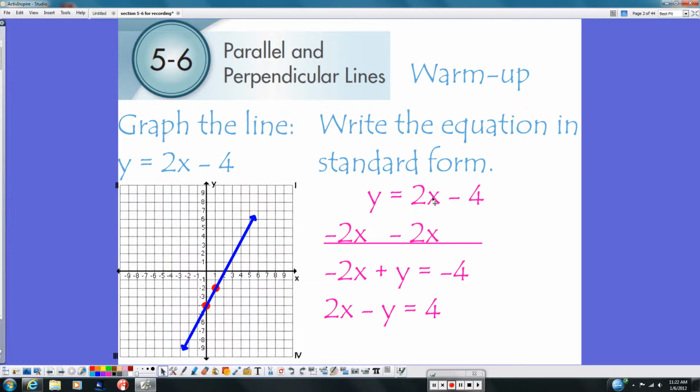To put this in standard form, remember standard form is ax plus by equals c. A cannot be negative and there cannot be any fractions or decimals. So the first thing we need to do is subtract 2x from both sides of our equation. We now have -2x plus y equals -4. Since the negative cannot be out front, we have to multiply everything by -1. So positive 2x minus y equals positive 4.